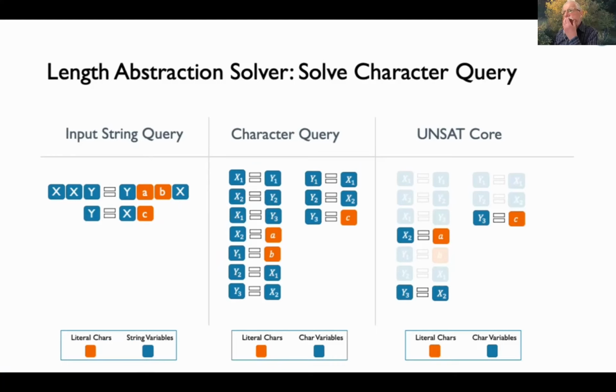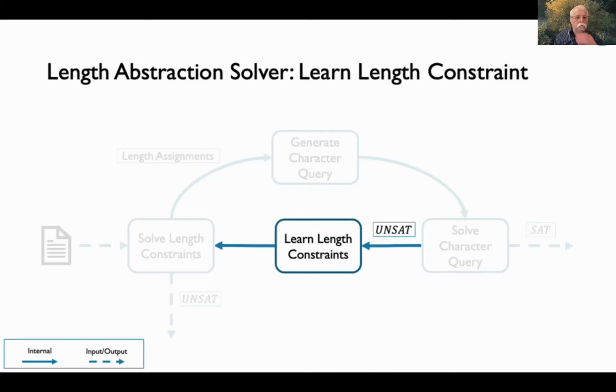For the character query that we saw before, we would get unsat and we would be able to generate an unsat core like the one that we see on the far right. These three highlighted equations are an unsat core because they basically amount to saying that the character A is equal to the character C, which is clearly false.